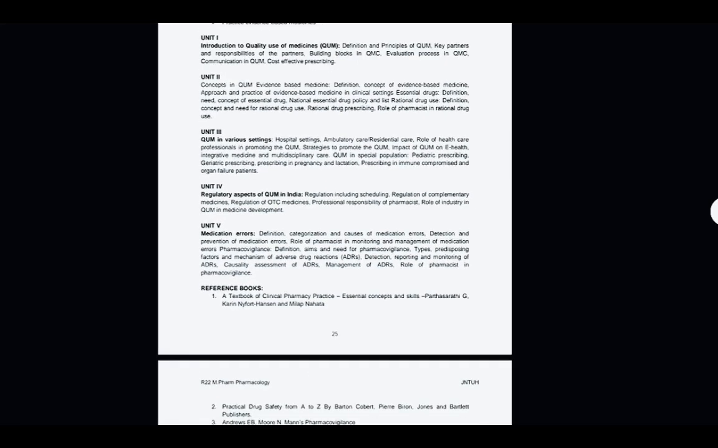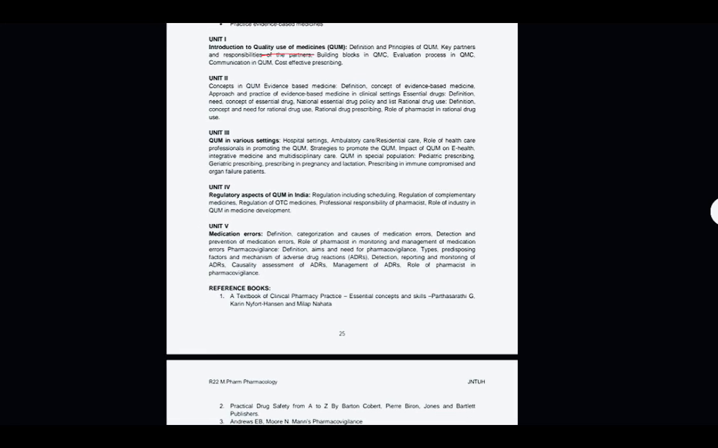Then we have quality use of medicines. Introduction to quality use of medicines. Concepts of quality use of medicines. Different categories of various settings. Regulatory aspects of QUM in India. Regulatory aspects of quality use of medicines. Medication.